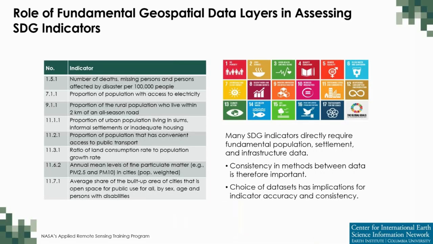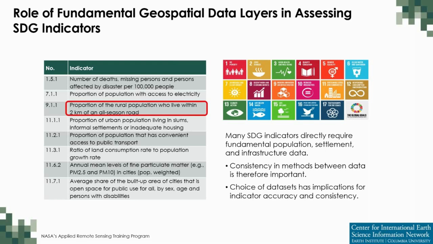So stemming from that, NASA funded a set of projects under the Geo Human Planet Initiative. The one I lead has focused on how population and settlement data can help improve estimation of a number of the SDG indicators. Here's a list of some of the ones we focused on, and try to highlight the issue that countries, in order to develop consistent indicators, need to have potentially population data that is appropriate to the indicators, potentially consistent across the indicators, as well as with other countries.